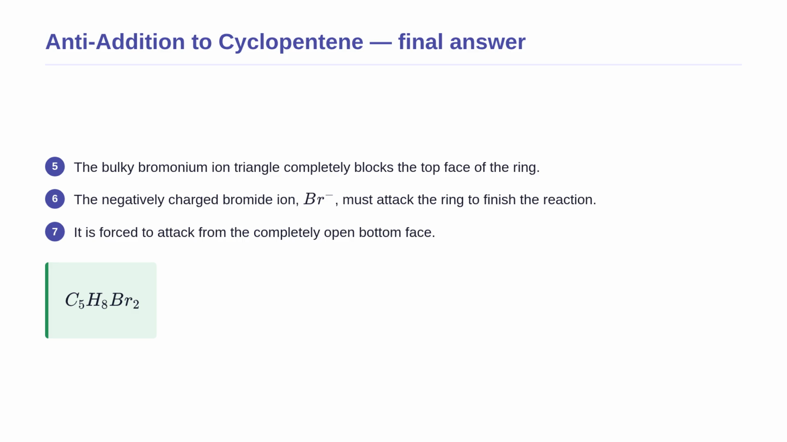Continuing the reaction, that negatively charged bromide ion must now attack the ring. However, the bulky bromonium ion triangle is completely blocking the top face. Just like a blocked front door, the bromide ion is forced to attack from the completely open bottom face. This results in our final product, where one bromine points up and the other points down. This is a perfect physical example of anti-addition.